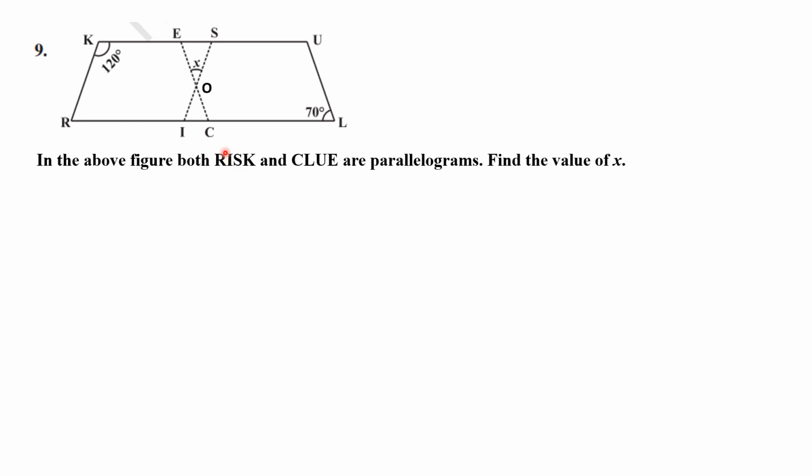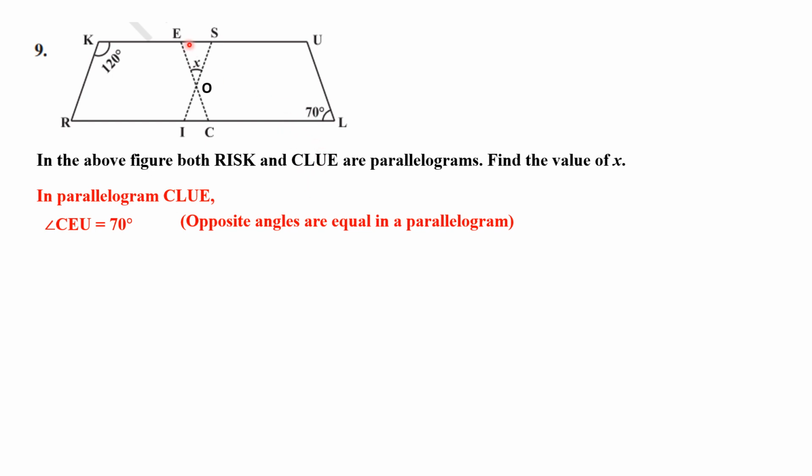So now first I am going to take the parallelogram CLUE, C-L-U-E. And in this parallelogram, if you see, the angle measure for L is given. Now it is 70 degree. So if this is 70 degree, the opposite of angle L is angle E. So I can say that this angle is also 70 degree. Angle CEU will become equal to 70 degree. The reason is opposite angles are equal in a parallelogram, right? So I got the measure of angle CEU.